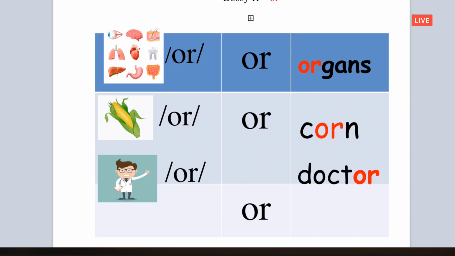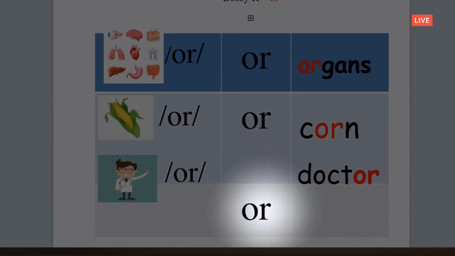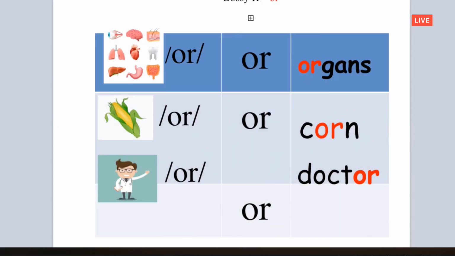Horn. Yes, that hard growth from the top of the animal's head. Horn. Yes, and did you say storm? Yes, storm. So corn, horn, and storm all have the OR sound in the middle of the word. One last time. This is our sound? Yes, OR. And it can be written with the letters O and R.